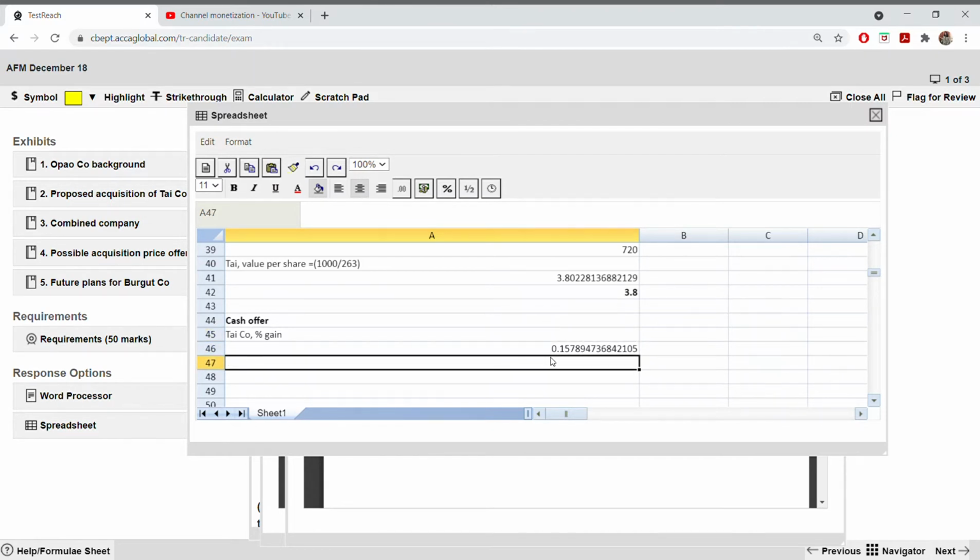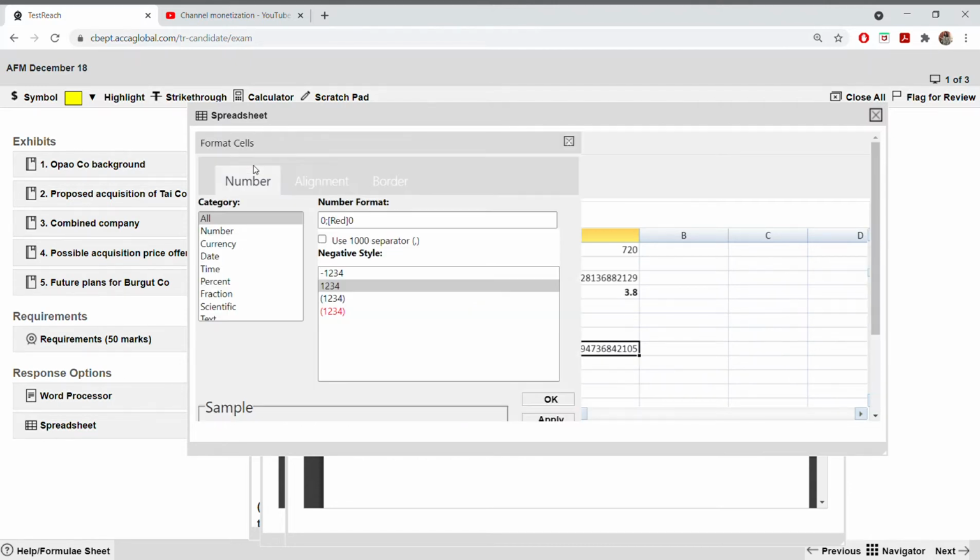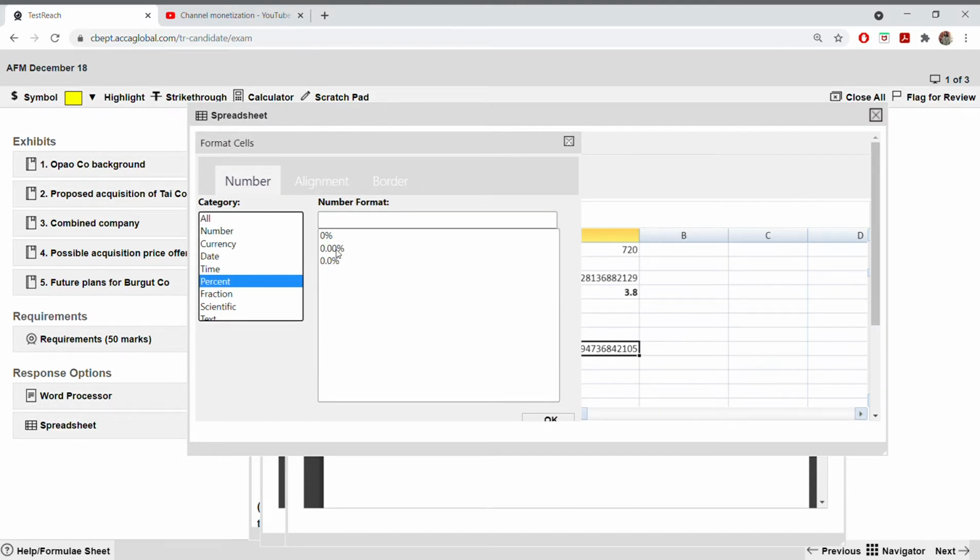So now it's better to convert this into percentage, because they asked for percentage gain. So don't leave it like this. You have to convert into percentage. How are you going to convert into percentage? Round, equal to. Or maybe you can just click here, go to Format Cells, go to Percent, and depends if you want to write it in one decimal place or whole number.